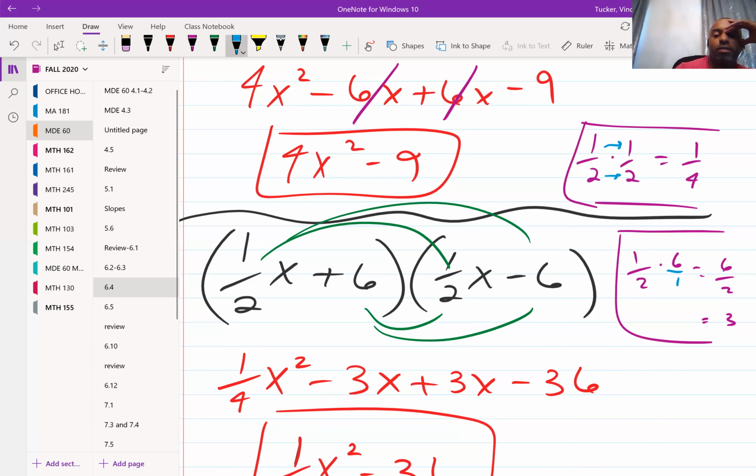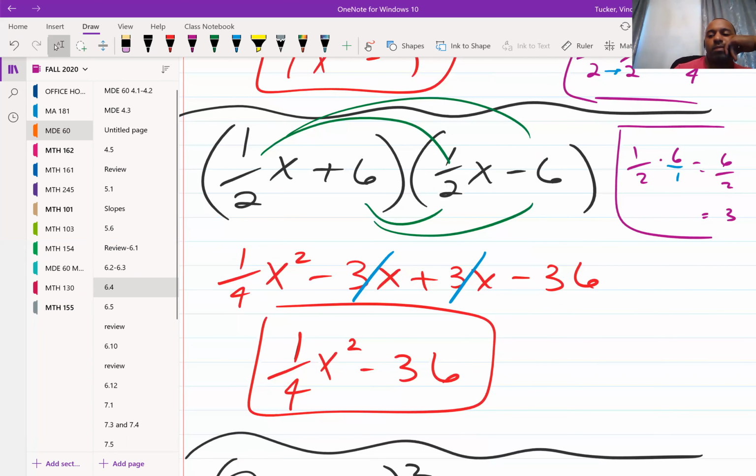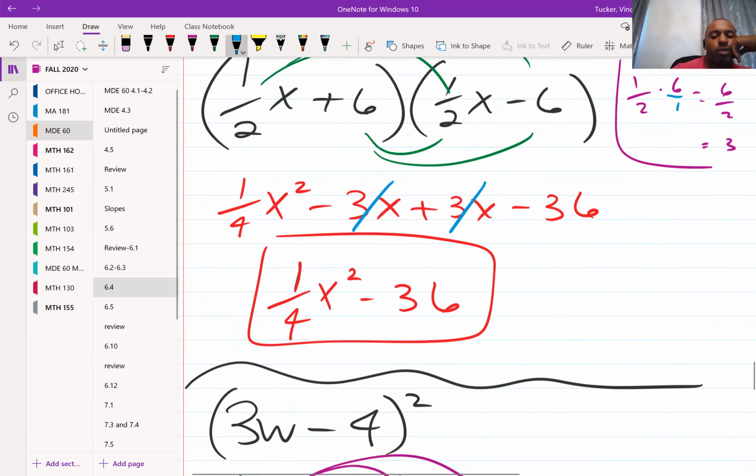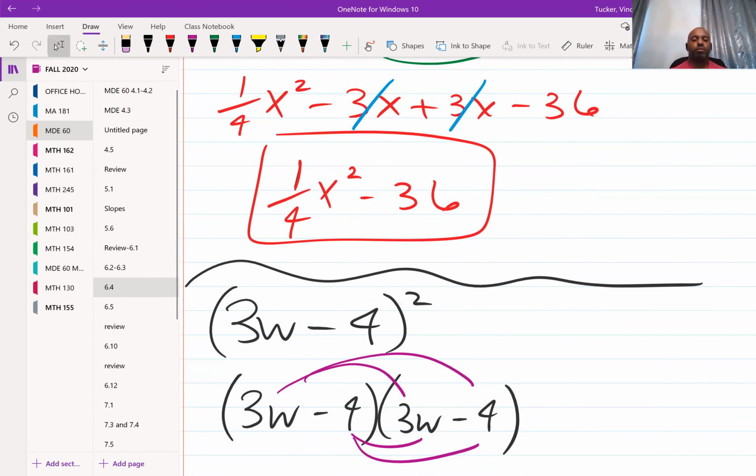All right, so we see in the middle, negative 3x and positive 3x cancels. So that'll leave us with 1/4 x squared minus 36. Any questions? And you have one more type of scenario in this section. All right. So the next way they could present a problem that deals with the multiplication of binomials is this way.